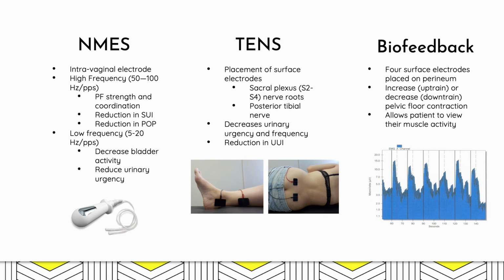The electrodes are placed on the perineum, and the patient is asked to perform pelvic floor muscle contractions in varying positions and watch the electrical activity increase on a monitor. Biofeedback can also be used to downtrain the pelvic floor by encouraging the patients to relax completely until a baseline of activity is measured.